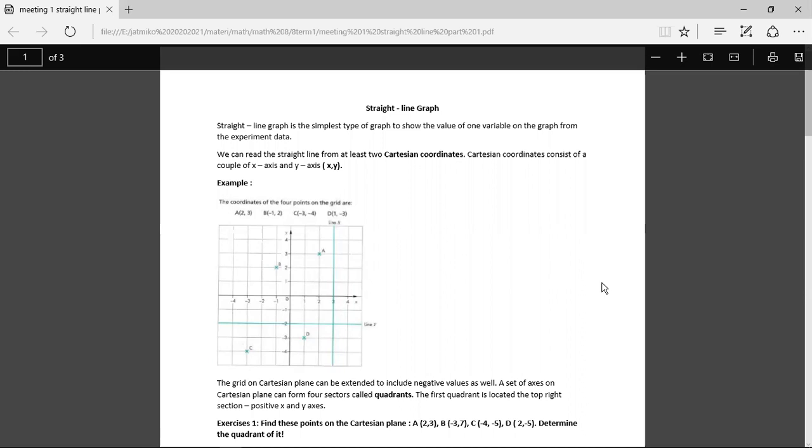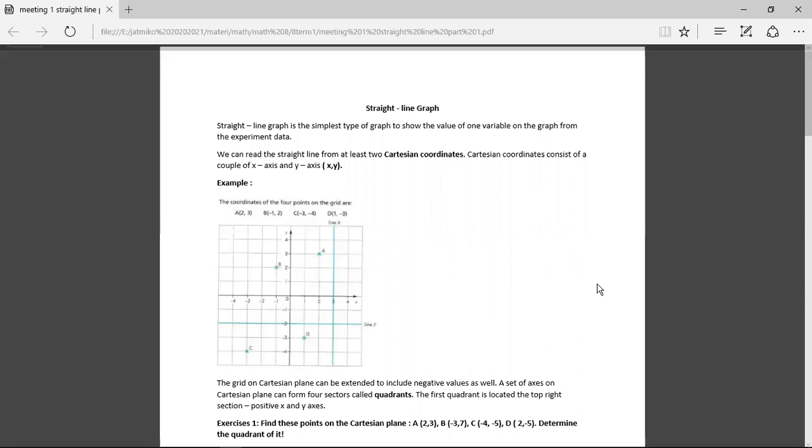So today we want to explain about straight line graph. In here we will find the equation for the straight line, and also we want to find the gradient of the straight line.